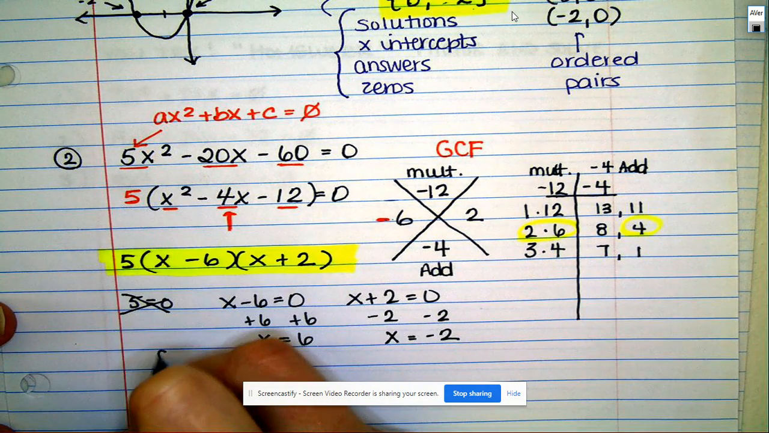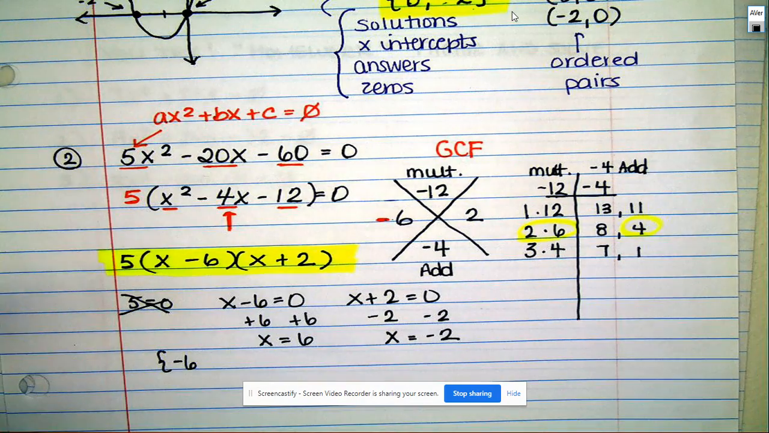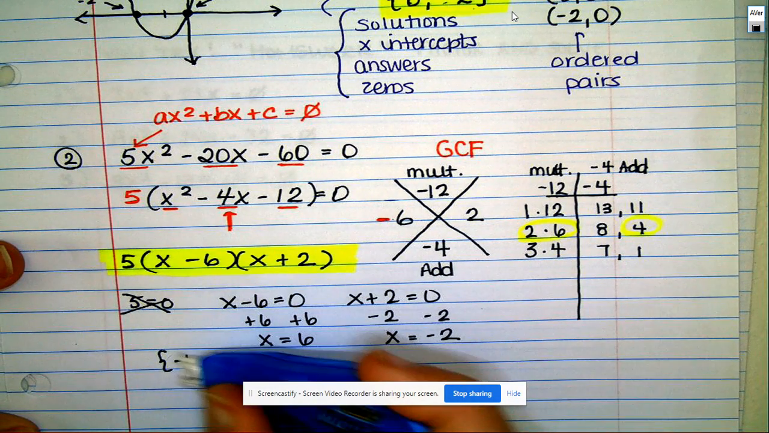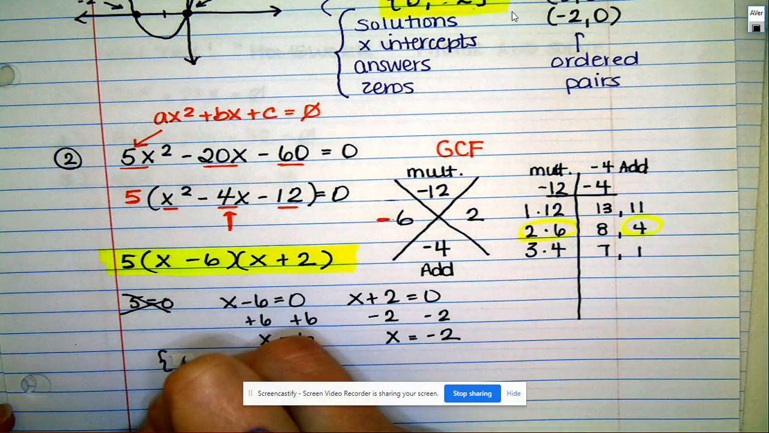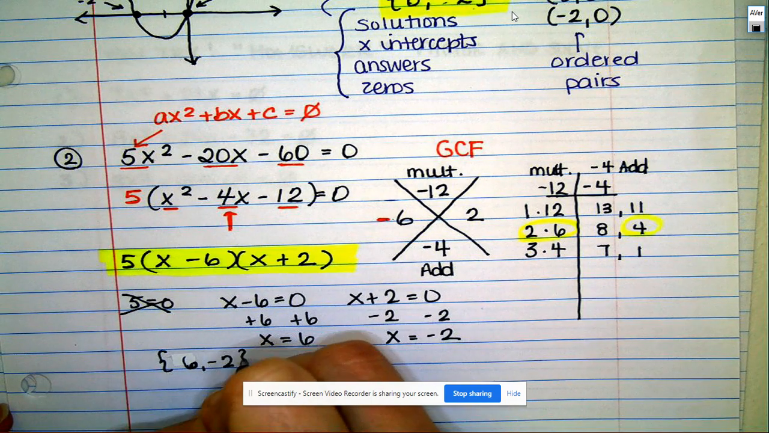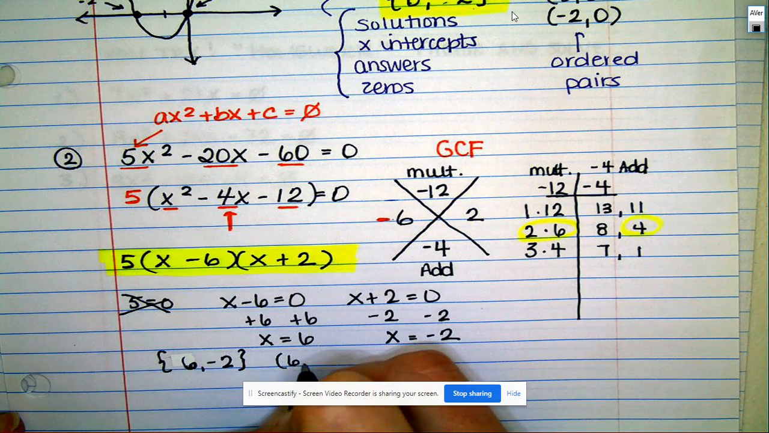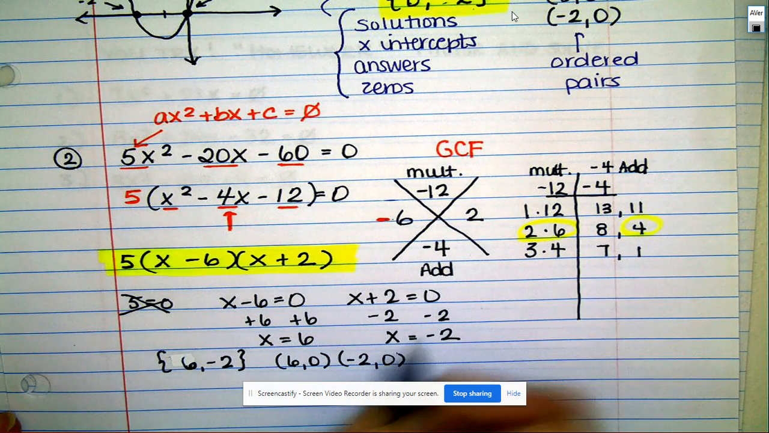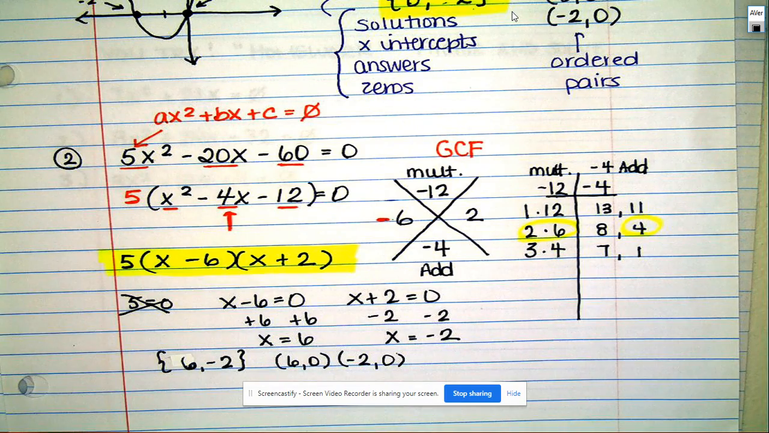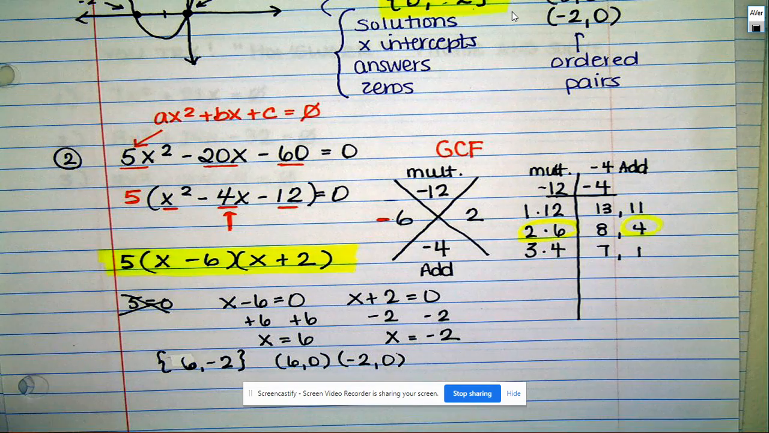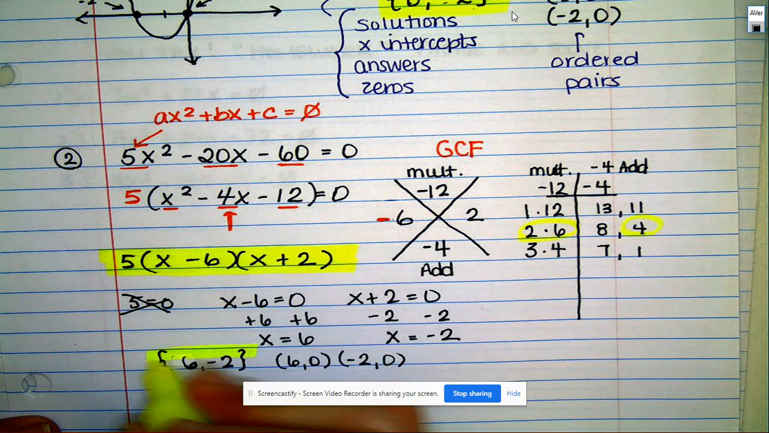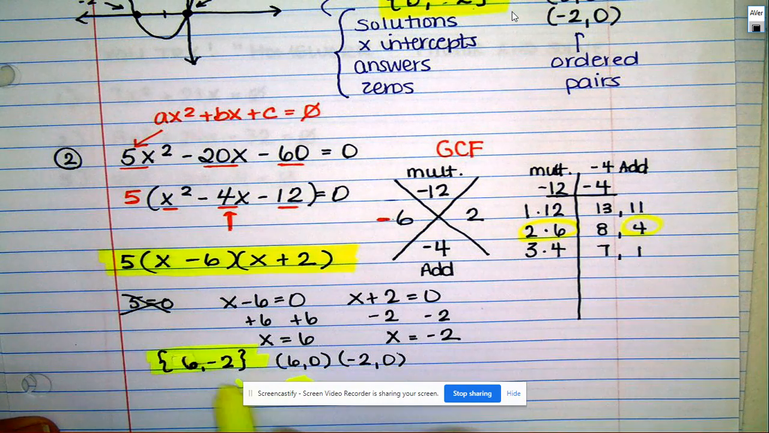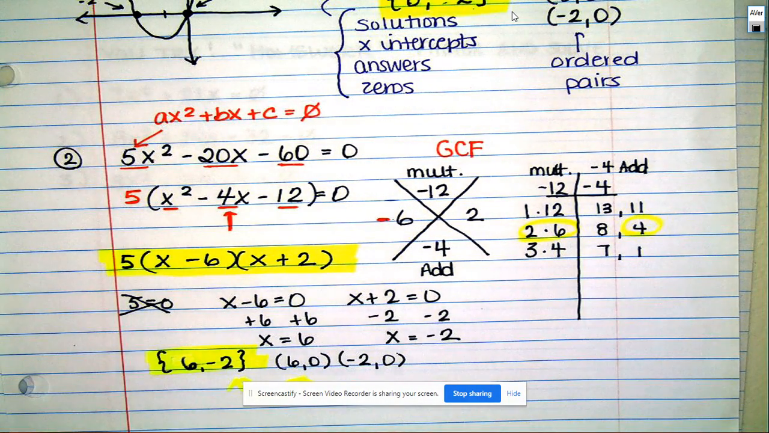So as a list, it should be a positive 6 and a negative 2 as our solutions. As an ordered pair, either 6, 0, and then negative 2, 0, because these are x values. They go in the front. Those are our solutions, our answers, our x-intercepts. And both ways, it just depends which way it asks you. Which way it asks you to write it, they're both going to work.